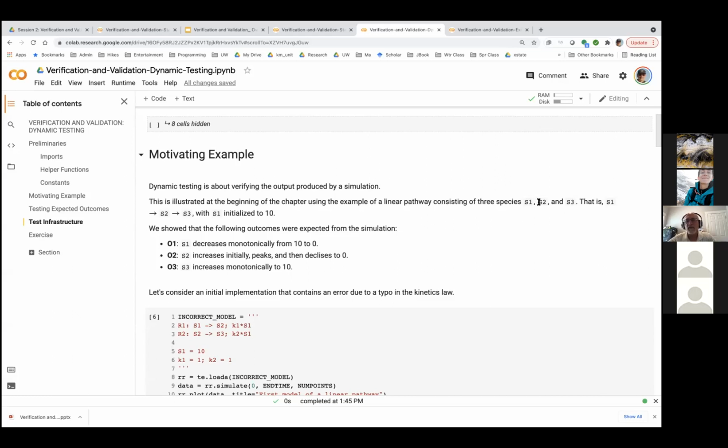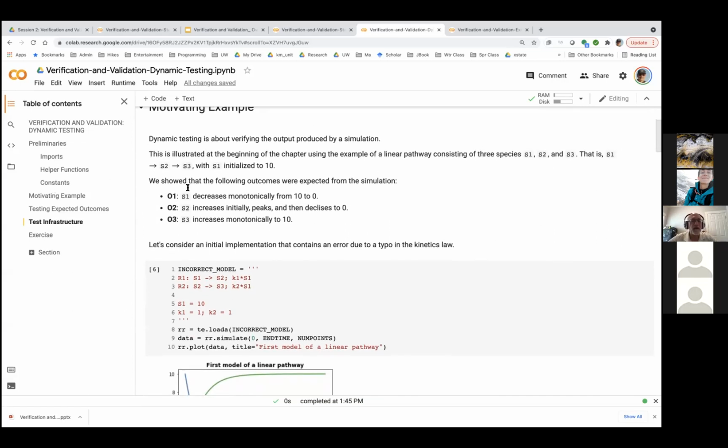And for S2, what do we expect to happen? And S2 is a little bit trickier. With S2, we expect that things are going to initially rise up as we are transforming, as we have a lot of S1, but after a period of time, it's going to drop down. So it's going to rise and fall. And this is summarized in terms of these 3 statements over here. And as you can tell, this is a very simple pathway, a very simple kind of system.